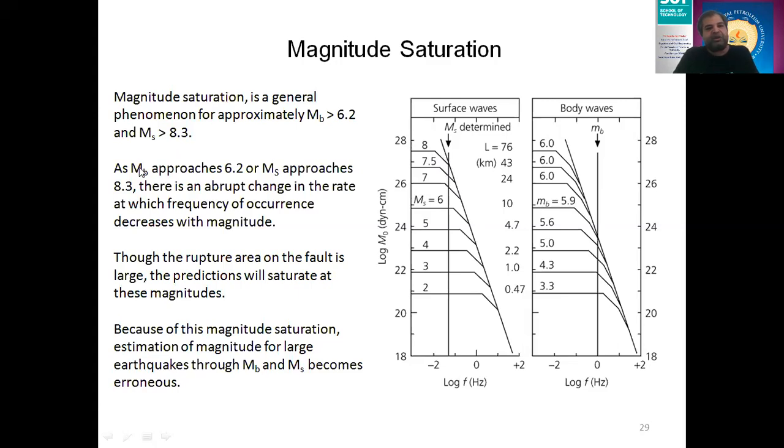In general, the graph has been plotted so that as MB approaches 6.2 or MS approaches 8.3, there is an abrupt change in the rate at which the frequency of occurrence decreases with magnitude. Though the rupture area of the fault is large, the prediction will saturate at this magnitude. Because of this magnitude saturation, the estimation of the magnitude of large earthquakes through MB and MS becomes erroneous, right? So it is very difficult to measure MB and MS for large magnitudes, because they saturate at a certain level of magnitude.